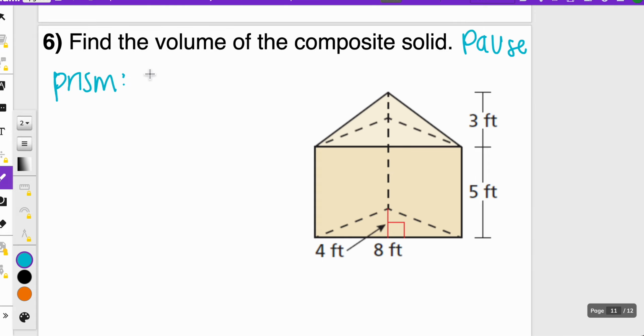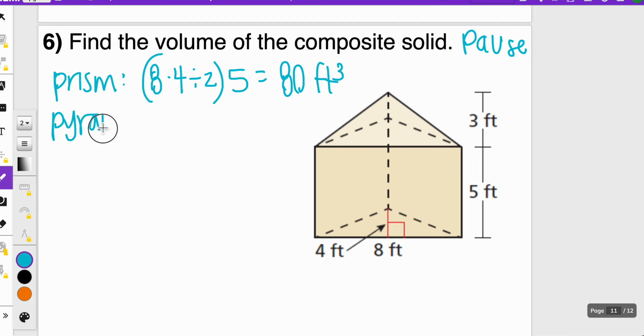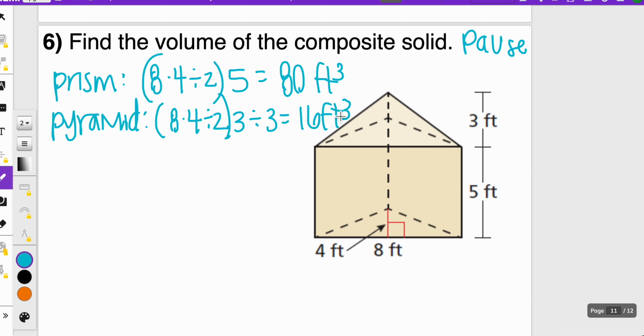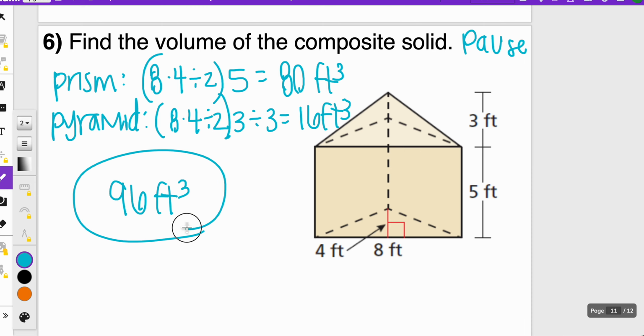So my prism at the bottom is a triangular prism, so that's 8 times 4 divided by 2. And then times 5 is the height. I'm going to get 80 cubic feet. And then my pyramid, I have as, again, 8 times 4 divided by 2 times 3 as the height, but then I have to divide by 3 anyways, so really it's just 8 times 4 divided by 2, which I get 16 cubic feet. And then that total is 96 cubic feet for that composite solid.